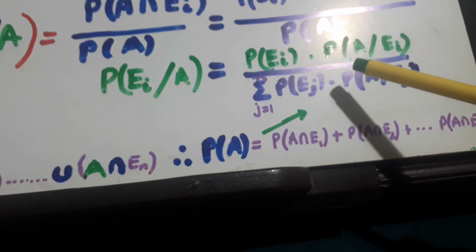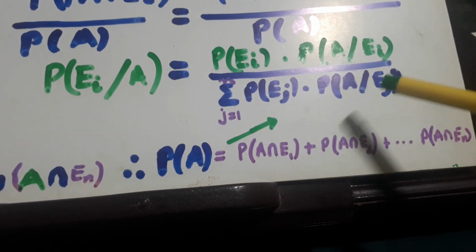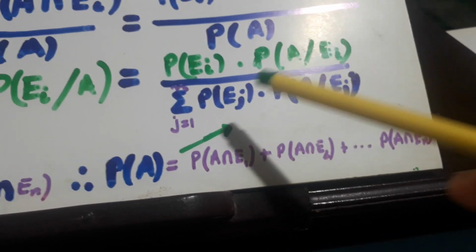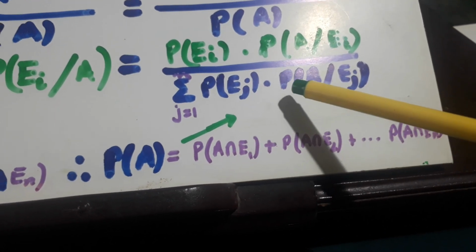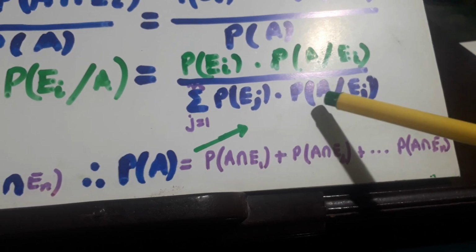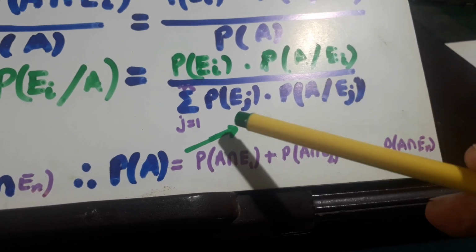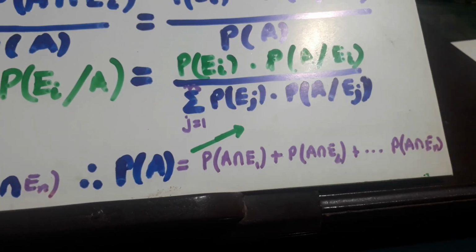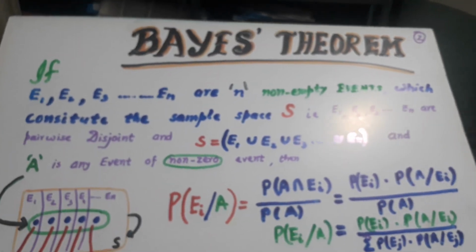over the sum of the probabilities, that is the total probability, which has to be written here. And this is the sum of all these: sigma P(Ej) into P(A when Ej has already occurred), where j goes from 1 to n. So this is the Bayes theorem.